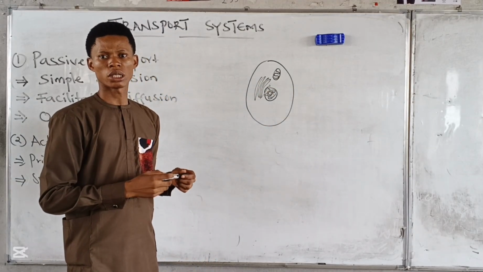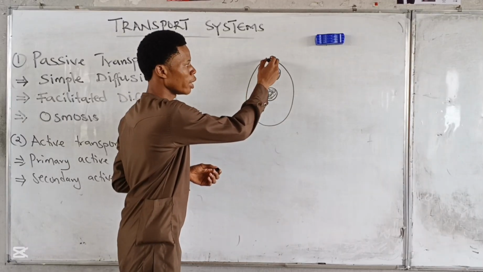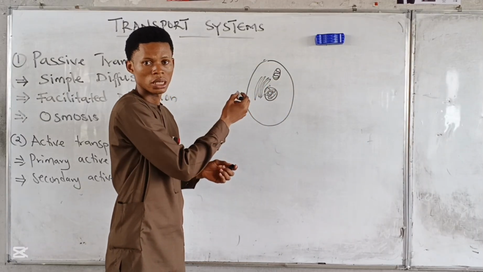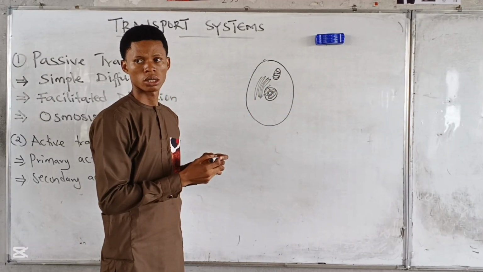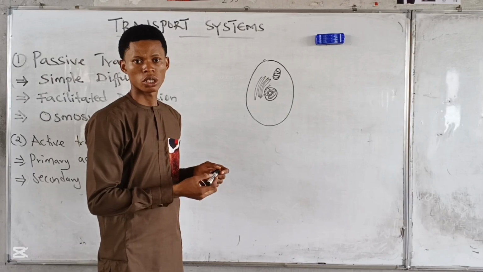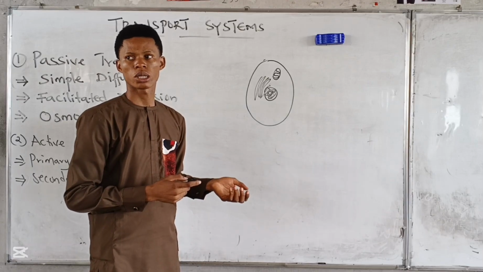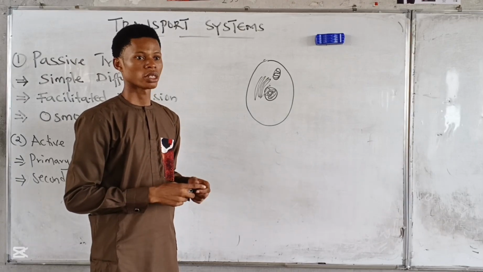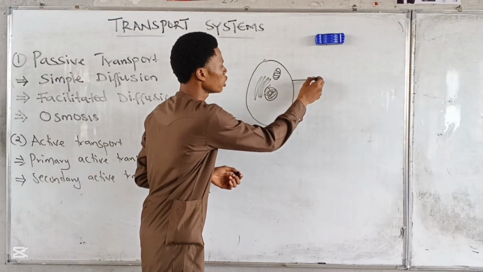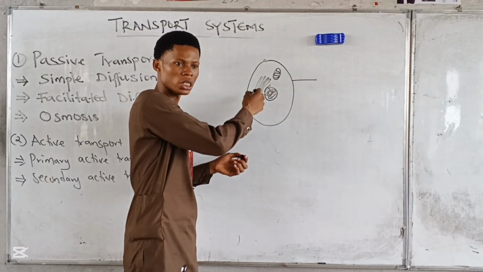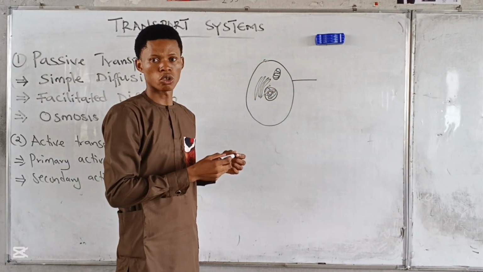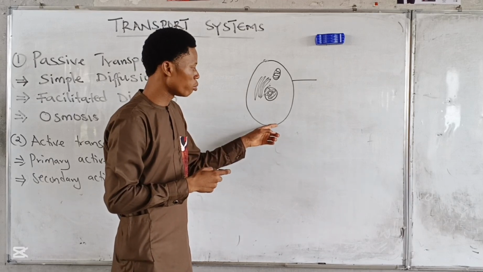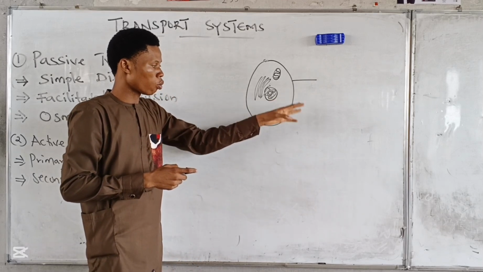Now you agree with me that there is a membrane surrounding the cell, right? That membrane is called what? The plasma membrane, is it not? If you don't call it the plasma membrane, you call it what? The cell membrane, right? Now this membrane here is what is regulating what is coming in or going out of the cell. True or false? True. It's the cell membrane that is regulating what is going in and what is coming out.